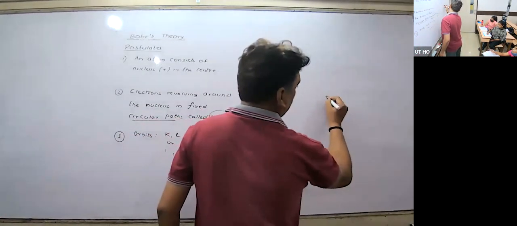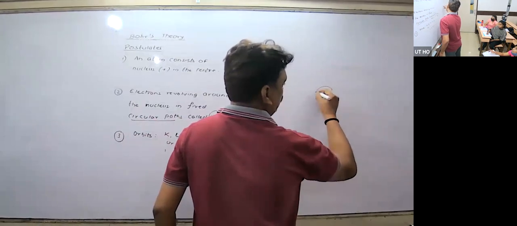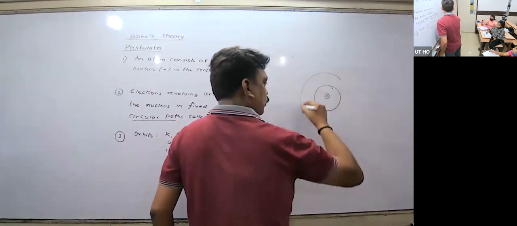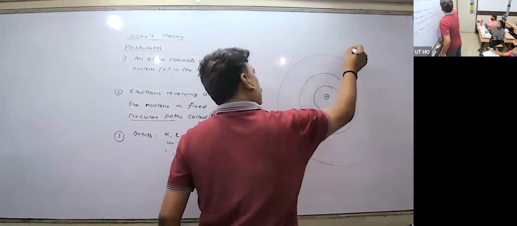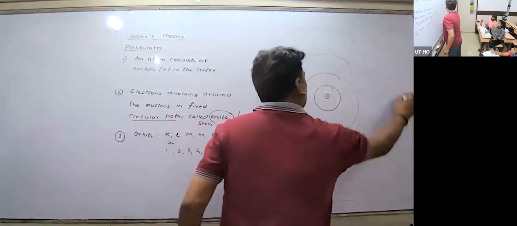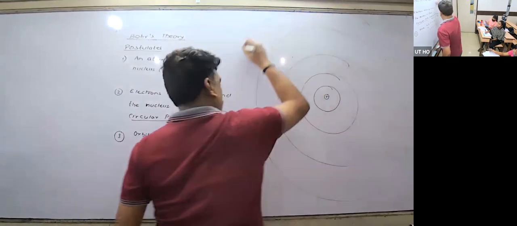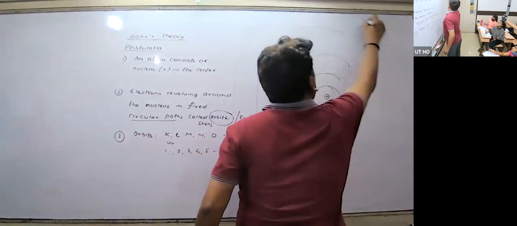Here is the nucleus, children. First, and then what? First shell. Second shell, circular paths. Third shell. Look at this. Fourth shell. Where? Six.